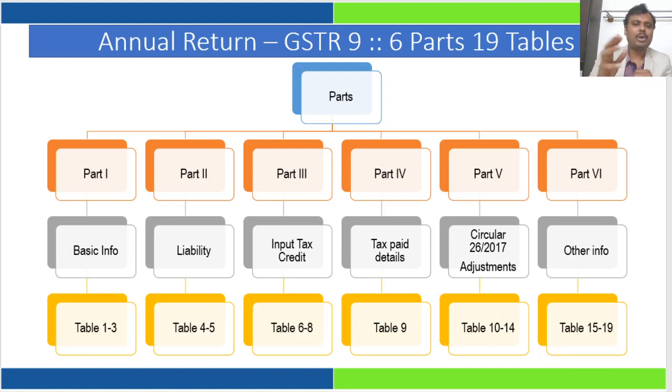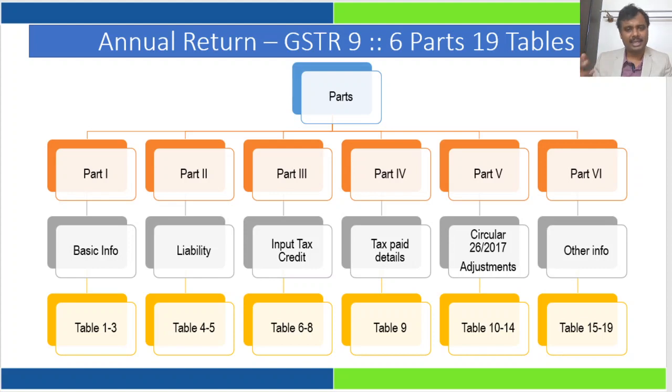This is a very important table, very crucial table. Please watch our next series on how do we ascertain the data that gets filled in part 5. Ideally, again with this the return should have been completed. However, the government wants to know more information about the business. So the miscellaneous information, the other information is captured in part 6, talking about various information from table 15 to table 19.